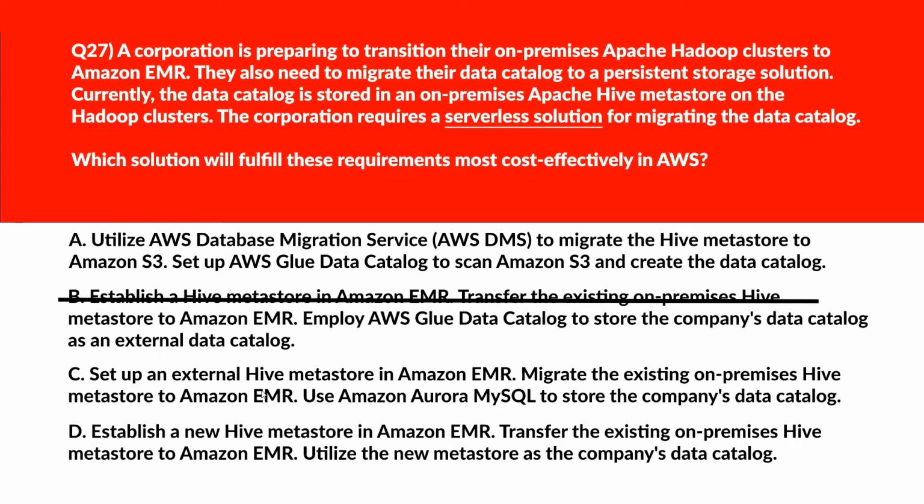So if we look at option C, adding Amazon Aurora MySQL increases complexity and cost as well. So we need to minimize the cost, or we are looking for the most cost effective solution. That's why using Amazon Aurora MySQL won't help in this case. We will reject this. Let's move to option D.